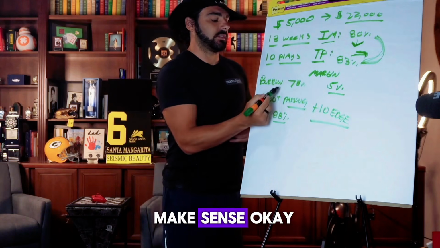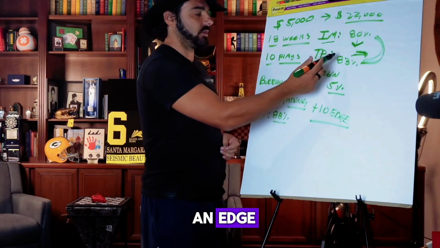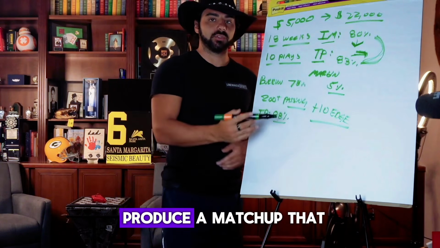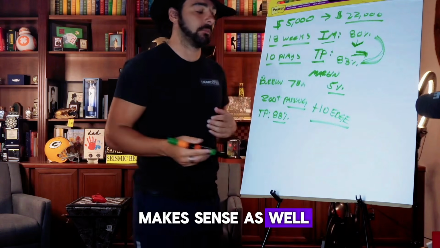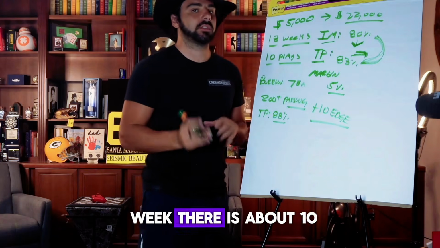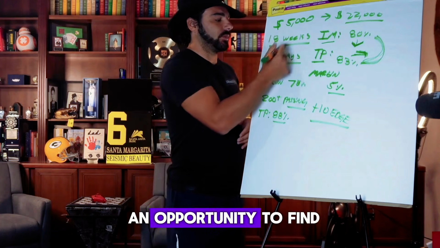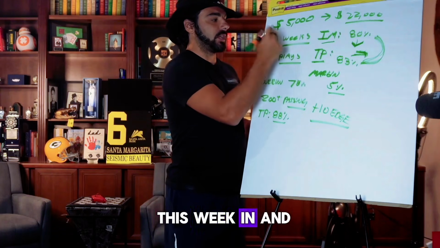And they need to make sense, okay? They can't just have an edge. They also need to produce a matchup that makes sense. And there are 10 of these. Every single week there are about 10, so you will have an opportunity to find 10 there. We have to do this week in and week out.